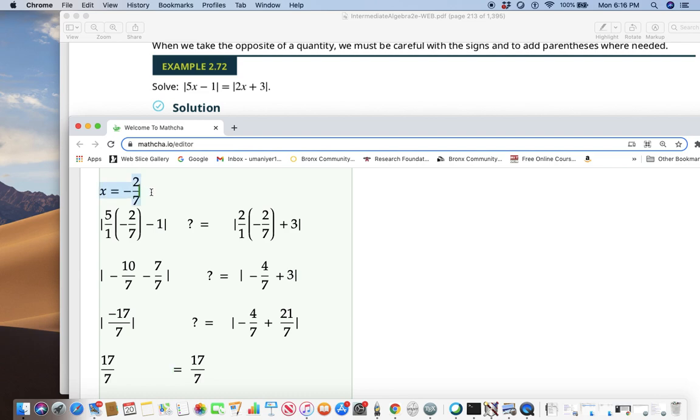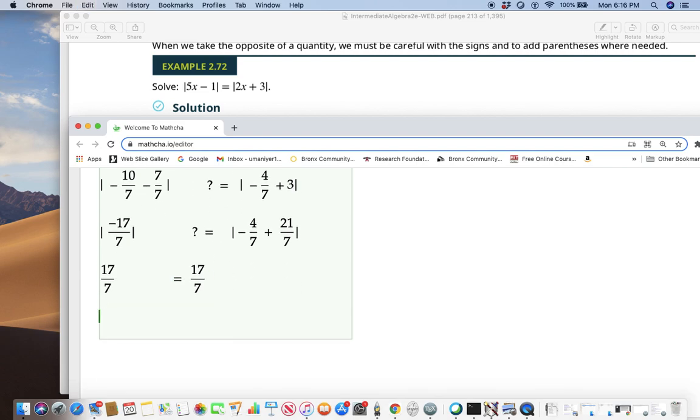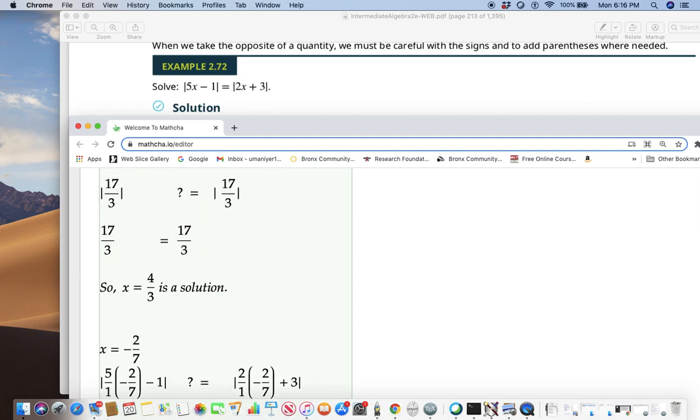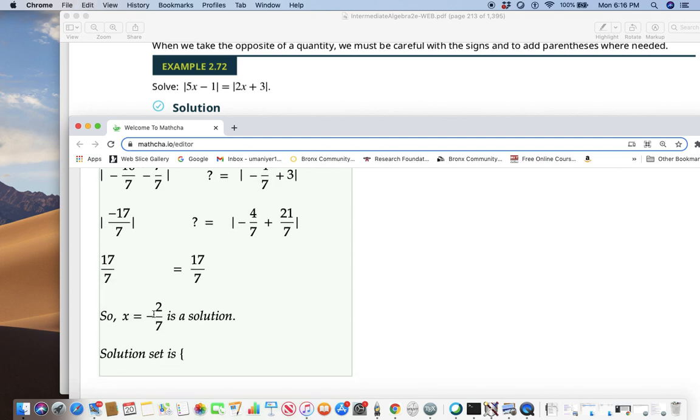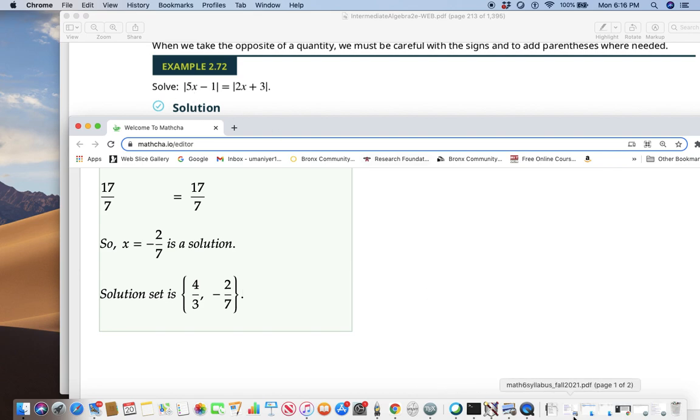So x equals negative 2/7 is also a solution. So you had two choices. They are both solutions. Okay. So the solution set is one is 4/3 and the other is negative 2/7. Okay, so that completes this problem. We'll continue in our next video.